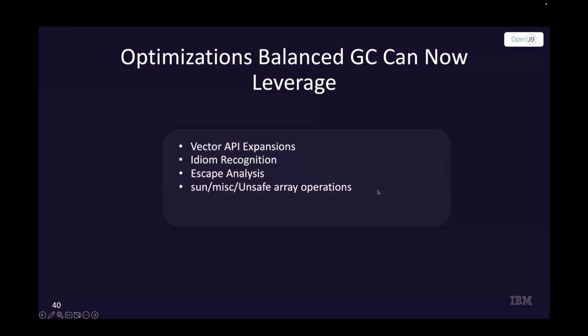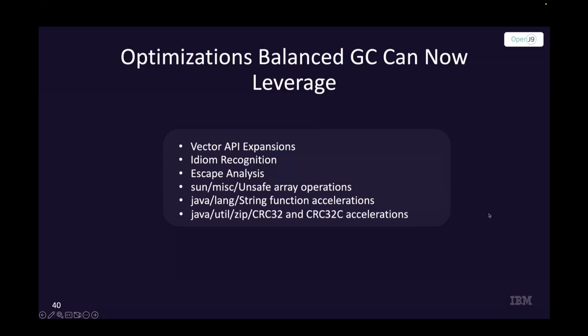Unsafe array operations such as get and add, get and set, compare and swap. String function accelerations. This includes string case conversions, string.indexOf, integer to char conversions, so integer.getChars, long.getChars. And finally, something new, something we have recently accelerated is CRC32 and CRC32C. So all of these optimizations can now be turned on because of the OFI technology.